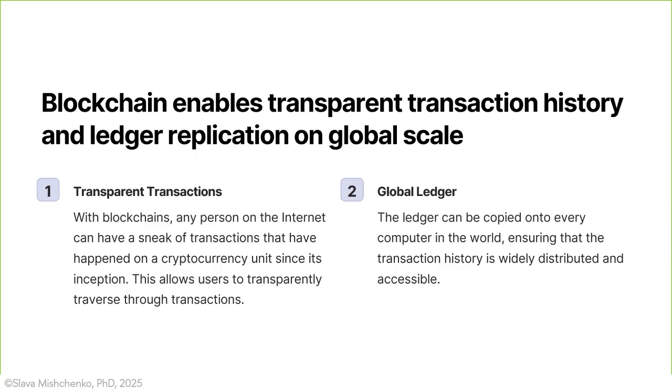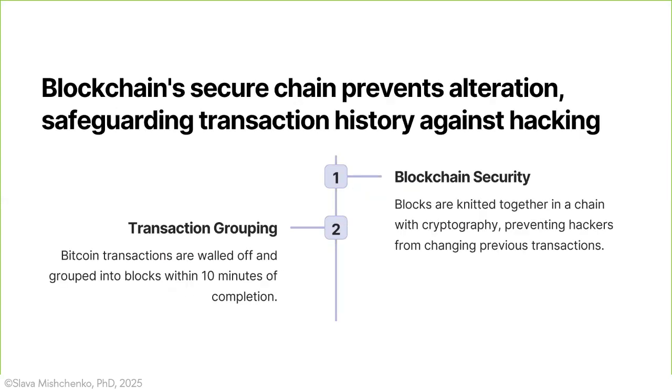And this global replication combined with the transparent access creates what we call a trustless system. Not because there is no trust, but because the system is designed in such a way that trust is built into its very architecture. Next slide.